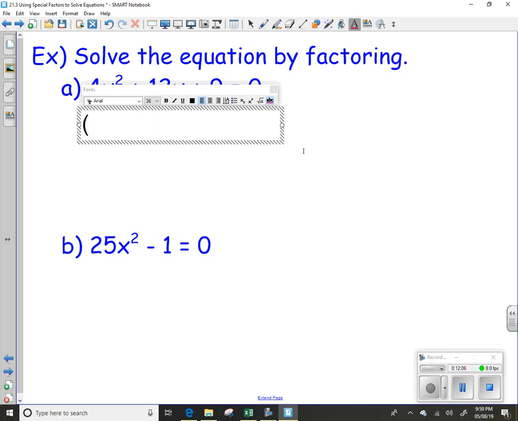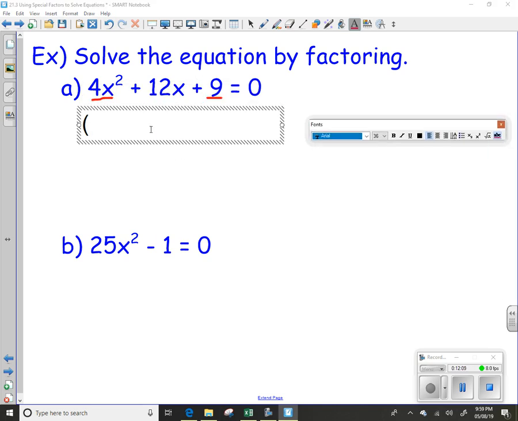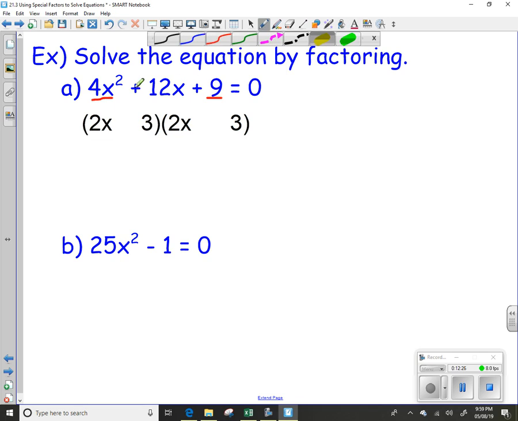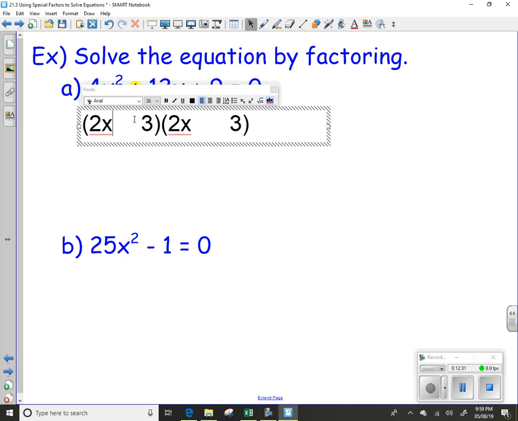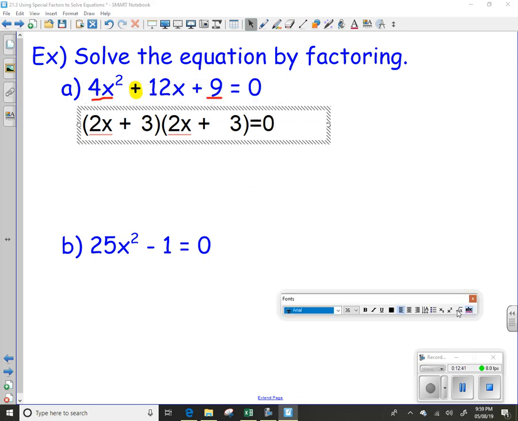In this case, if I take the square root of that first term, the square root of 4x squared would give me 2x. And so I'd have a 2x in both of those. The square root of 9 is 3. And then because this is a positive there in the middle, if it was a negative, I would put negative signs, but because that first sign is positive, these are both going to be positive. And so I have 2x plus 3 times 2x plus 3. Now, this is set equal to 0 because this one was a solve one.